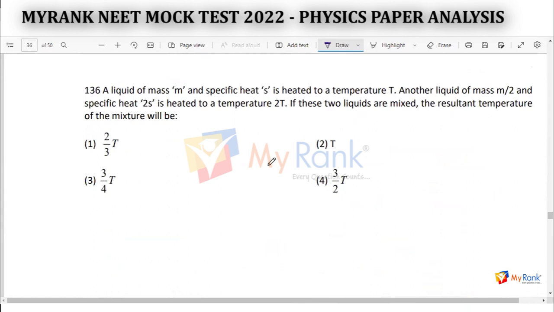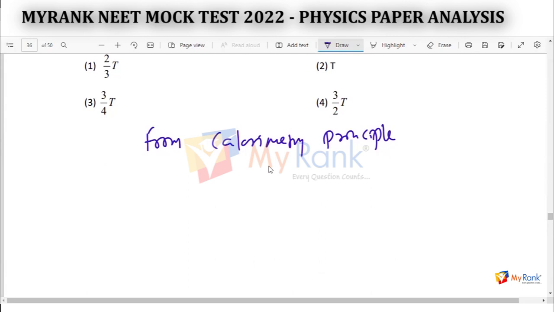A liquid of mass m and specific heat S is heated to temperature T, another liquid of mass m by 2 and specific heat 2s is heated to temperature t. These two liquids are mixed, the resultant temperature of the mixture will be. So this is from the calorimetry principle, students. What is that calorimetry principle? Heat given by the hot liquid equals heat taken by the cold liquid, and we can use that.